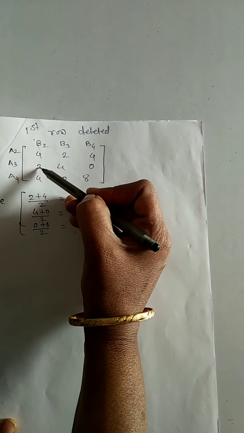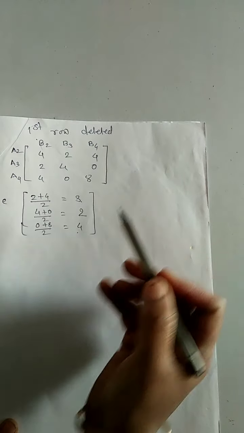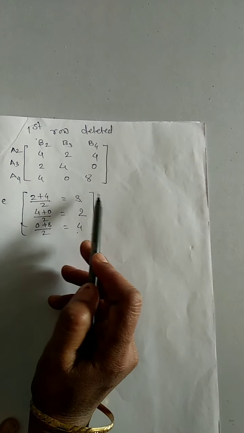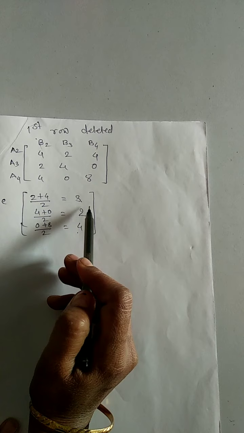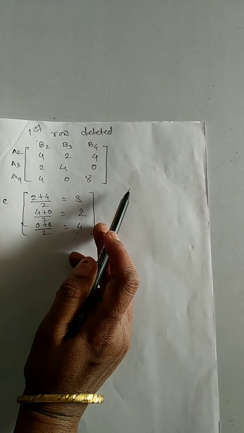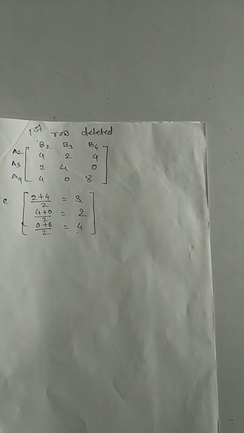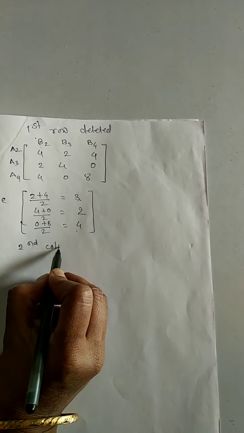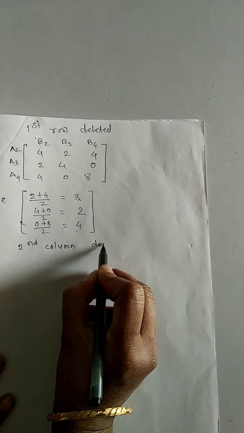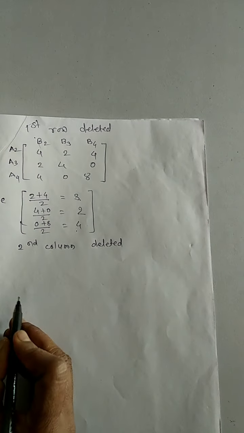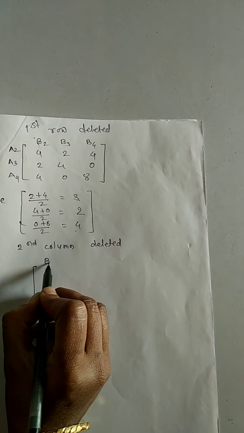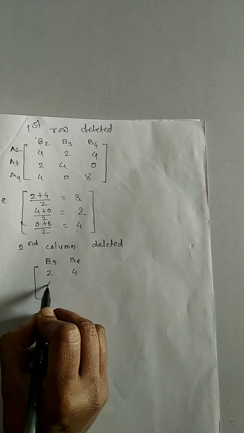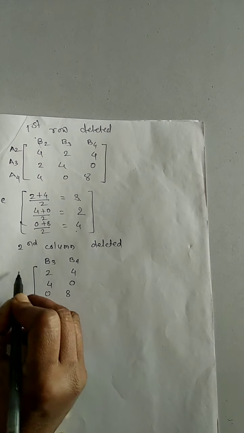and we see the second column is 4 2 4, that is greater than or equal to the average of the third and fourth. Therefore, the second column is deleted. Then we get the payoff matrix B3, B4, 2 4, 4 0, 0 8.